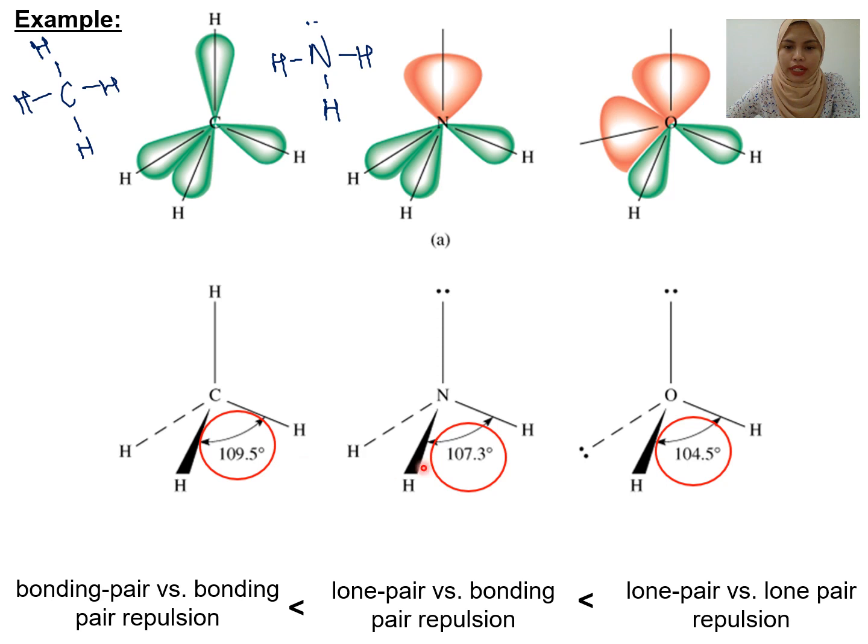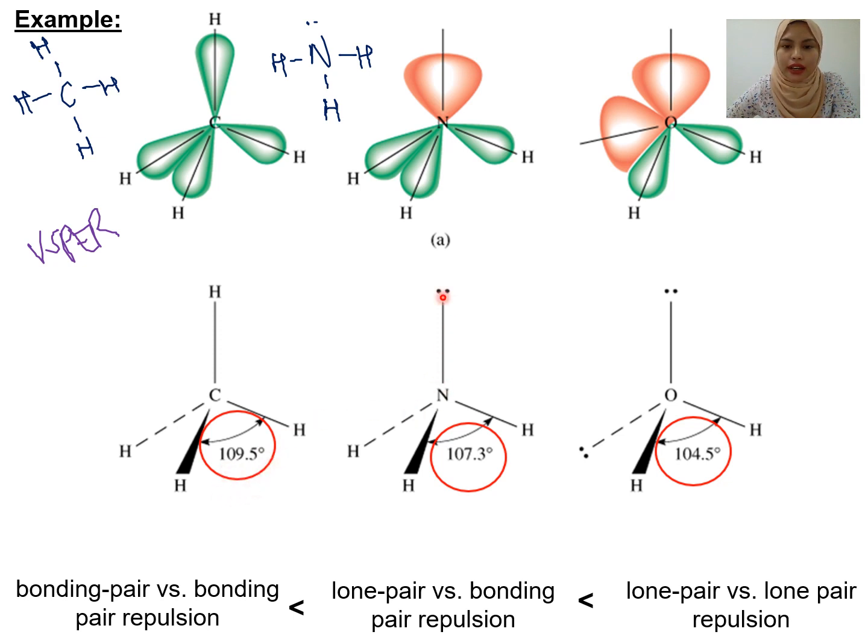But if you look at the bond angle here, the bond angle is decreasing. Why? According to VSEPR Theory, what does it say? It says the electron pairs will be arranged as far apart as possible. If you look here, this is only bonding pair repulsion, so the repulsion is not that strong, therefore the bond angle originally for tetrahedral is 109.5 degrees.